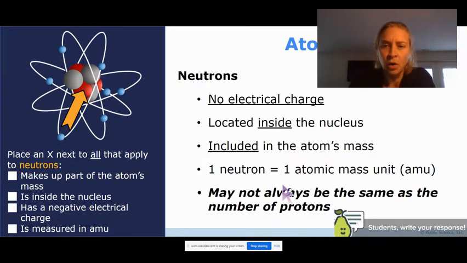Neutrons have no electrical charge, so they're also in the nucleus, and they also have 1 atomic mass unit that makes up the mass of that atom. So we have 3 protons, we have 3 neutrons. With those, it makes 6. So the atomic mass of this atom would be 6.